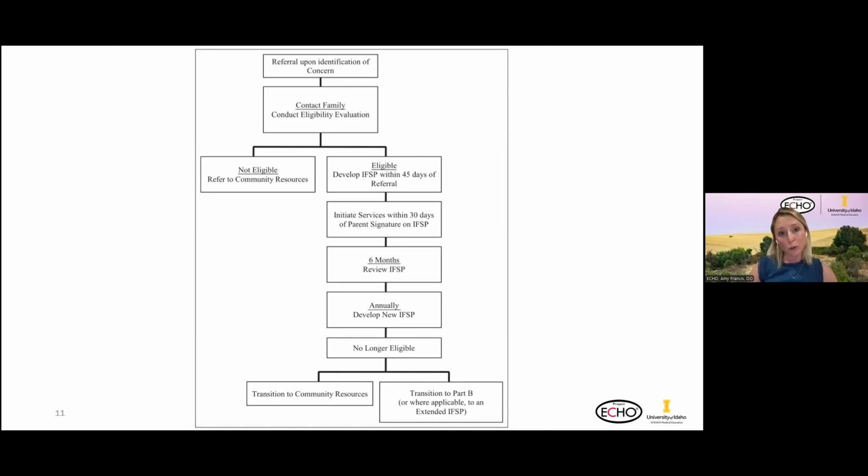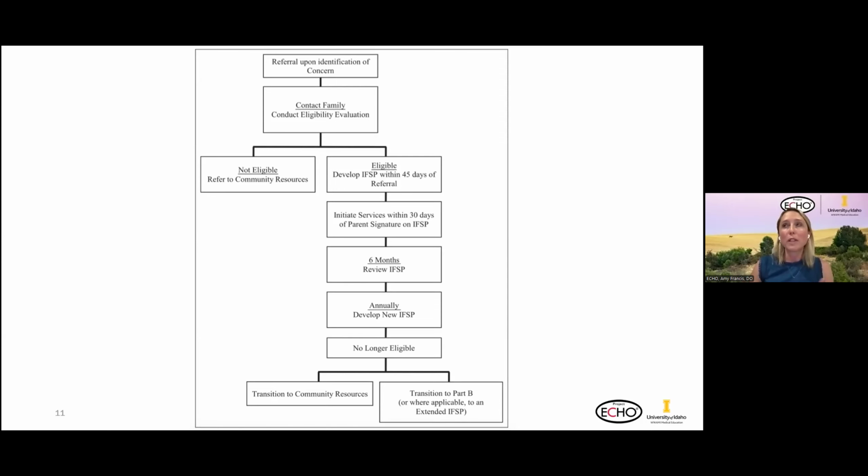If they are eligible, then it is the duty of the infant toddler program to develop an IFSP within 45 days of the referral. Okay, so there are some legal time parameters here, right, that need to be followed. And then services need to be initiated within 30 days after the IFSP is signed by parents. Every 6 months, they're eligible for an IFSP review, and then every year they can develop a new IFSP.